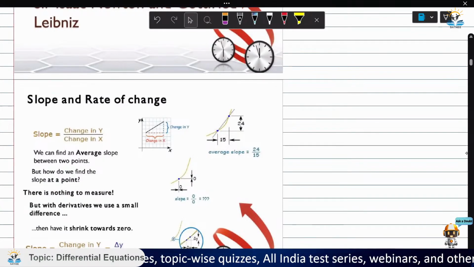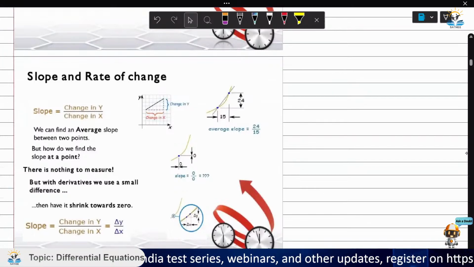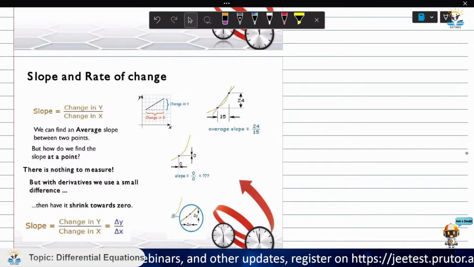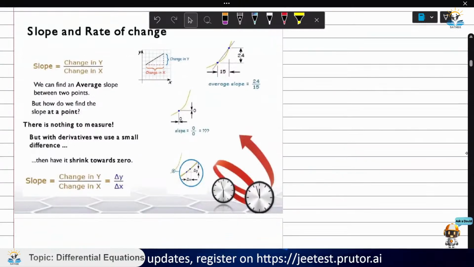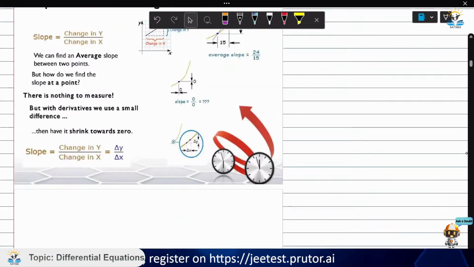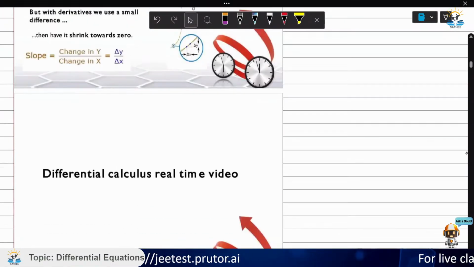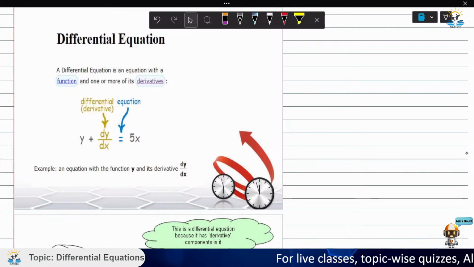Let's move on and refresh what we studied in the last class and see how we can put it into differential equations. We know what a slope looks like. Slope is change in y divided by change in x, right? This is basically what we define as slope. Coming back to differential equations, that was just to give you an idea of what differentiation looks like. A differential equation is an equation with a function and one or more of its derivatives.